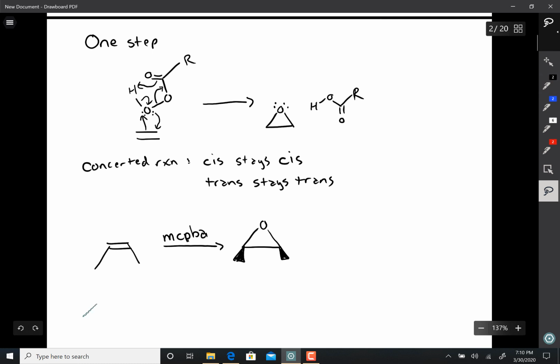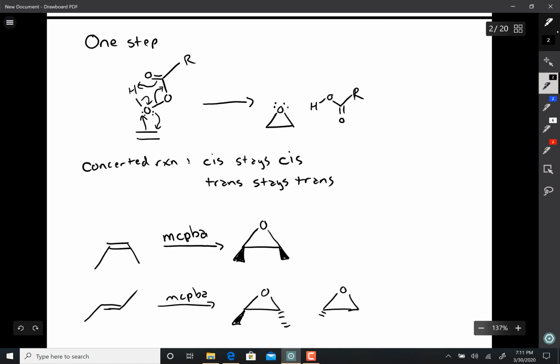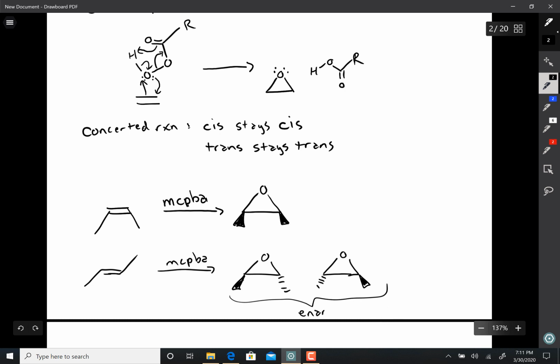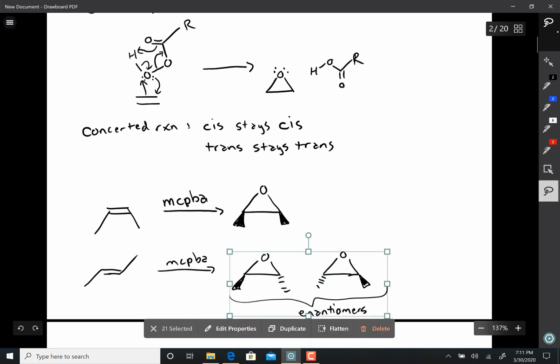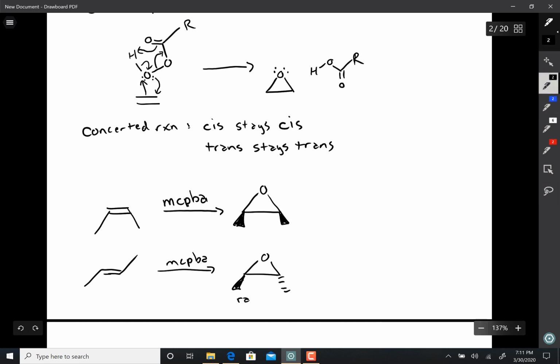Now if you start out with the trans, do MCPBA, so if this methyl is a wedge, the other methyl has to be a dash. And you could have also done it the other way. Now these molecules are enantiomers of each other. And so, since they are enantiomers, you draw one of them. Doesn't matter which one you draw. And you write racemic.